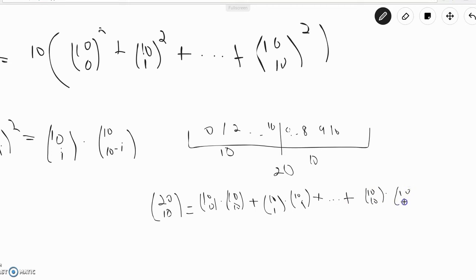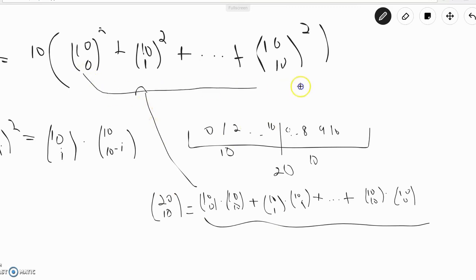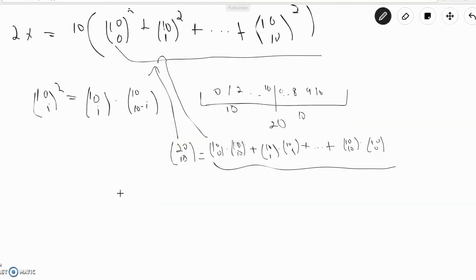And this is very nice because this is exactly the expression over here, as 10 choose 0 squared is equal to 10 choose 0 times 10 choose 10, and so on. So we can just replace the stuff in the parentheses with 20 choose 10. And going back, we have that 2x is equal to 10 times 20 choose 10. And x is equal to 5 times 20 choose 10.